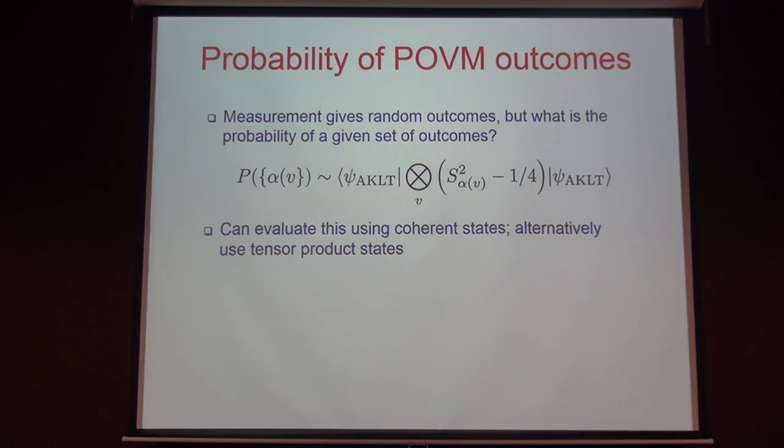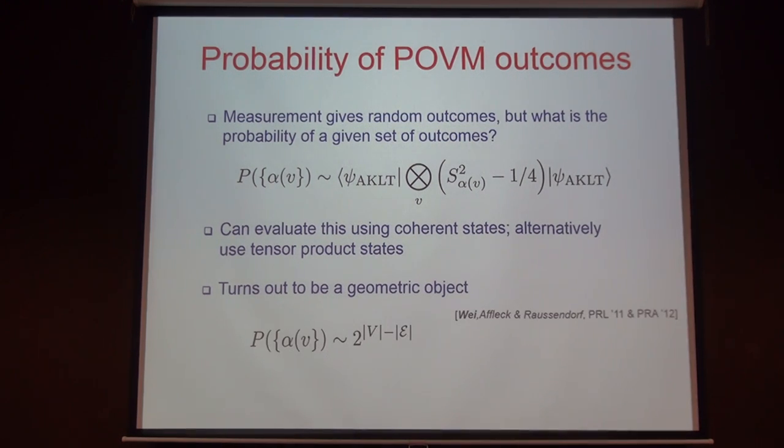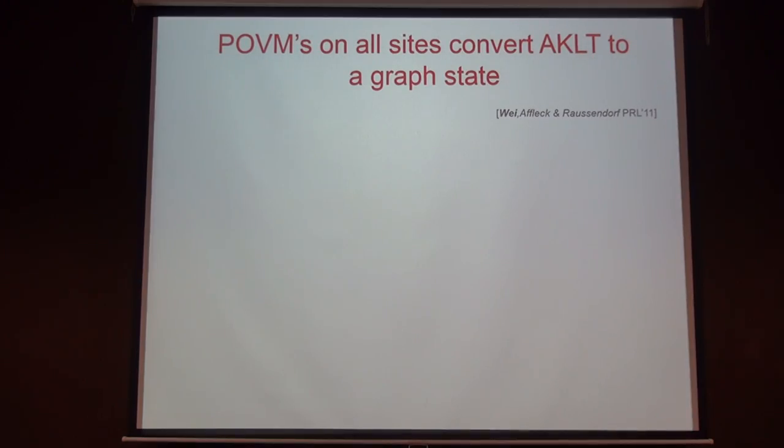So you need to compute this. Luckily, this can be done by using the coherent state method, or you could use tensor product. Actually, you can evaluate this. It turns out this is a geometric object. So the probability of a given measurement configuration scales with 2 to the number of vertices, which I'm going to define later, minus the edges. So this becomes a geometric object. This is going to be useful later when we do numerical simulation.